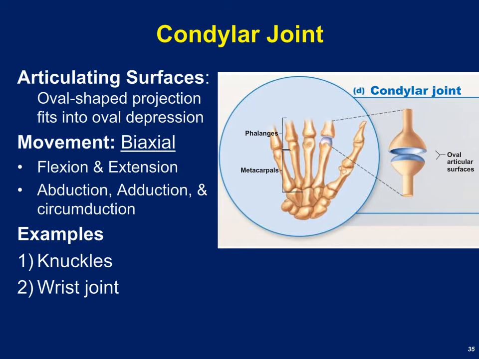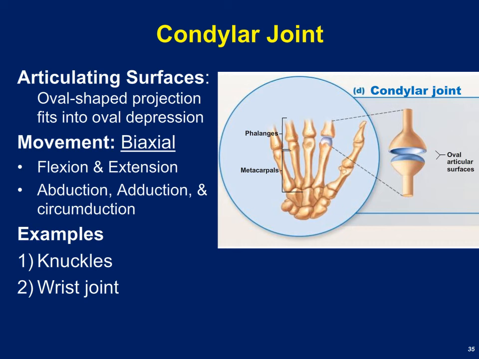Another type of joint is something called a condylar joint. Remember before we said a condyle was a rounded structure, and so here a condylar joint is where we have a round convex bone that's going into a round concave cavity. And so examples of a condylar joint include things like the knuckles or interphalangeal joints and also parts of the wrist joint. And so movements permitted by the condylar joints are biaxial.